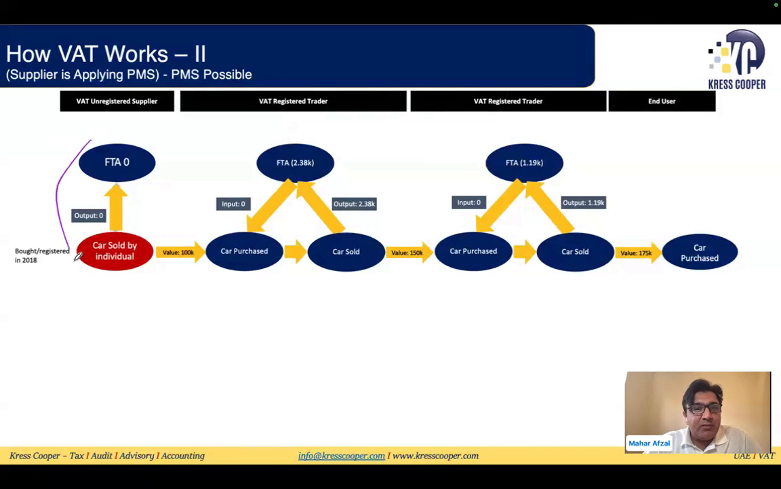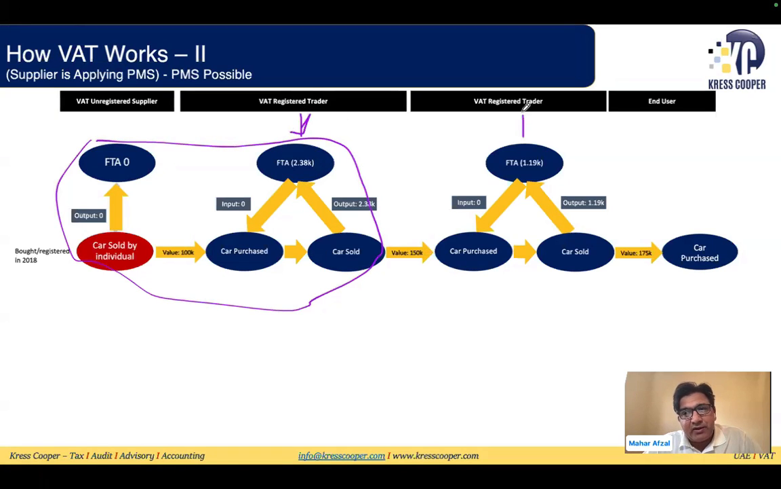This situation is the same as the previous example. Now this VAT registered trader is selling the car to another VAT registered trader. The important thing is this VAT registered trader is applying the profit margin scheme because this person bought the goods, a car registered in 2018, from an individual, and the seller is an unregistered person. Yes, this person can apply the profit margin scheme.